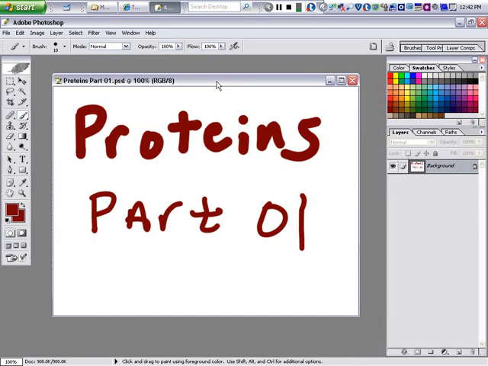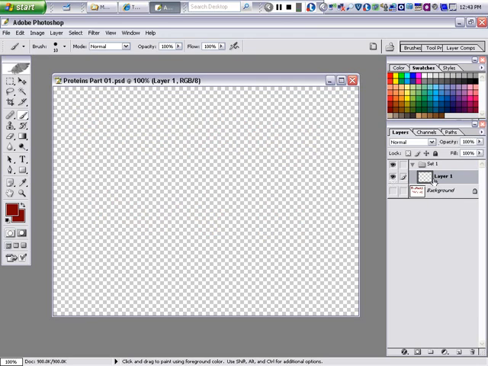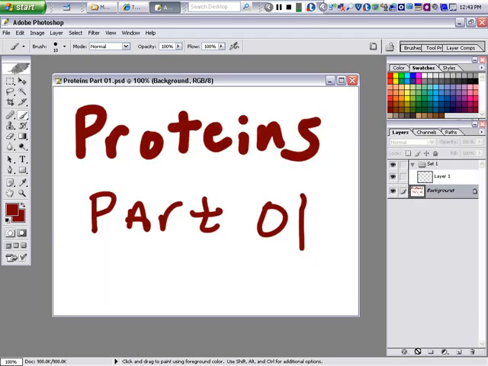We've completed the last topic. We're going to start today with proteins. Proteins, part 1. Okay, let us begin. Just a little review about proteins here. Some background information about proteins themselves.